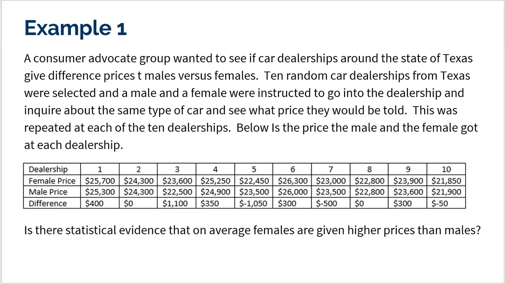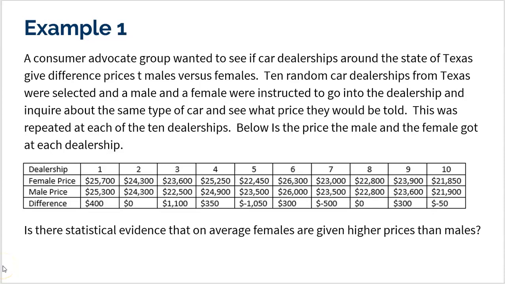So the idea here is that I only have a sample of 10 dealerships, but I measure each dealership twice. I measure how much they would charge a female for a car and how much they would charge a male for the same car. So this is a great example of one that, initially someone might look at this and think, oh, 2 samples, males and females. No, it's really 1 sample. And we looked at dealerships. We actually didn't look at males and females. We looked at dealerships. And at each dealership, we asked, what would they charge a male? What would they charge a female? So the question is, is there strong statistical evidence that on average females are given higher prices than males?